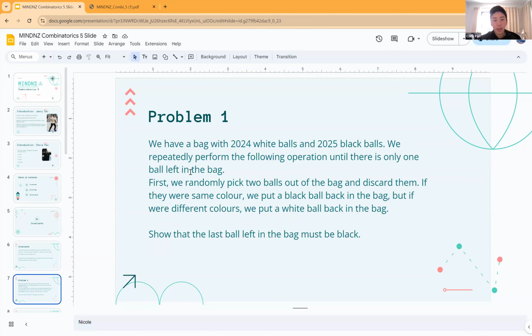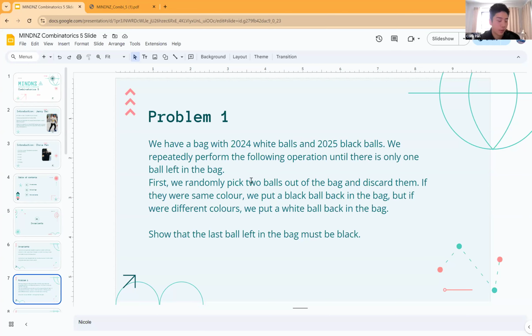So we're playing a game here. Well, not really a game, but we have a process. We start with a bag with 2024 white balls and 2025 black balls. And we have this one move we can do. We pick out two balls from the bag randomly and we throw them away. If the two balls were the same color, we put a black ball back. But if they were different colors, we put a white ball back.